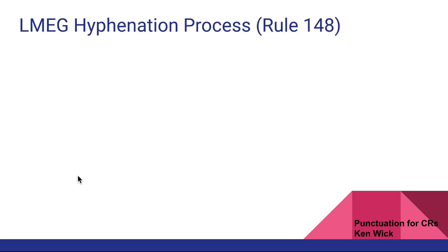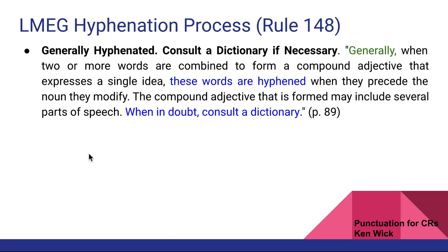So what about the LMEG? The compound adjective rule is rule number 148. The basic summary is that everything is generally hyphenated. Consult the dictionary if necessary. It says generally, when 2 or more words are combined to form a compound adjective that expresses a single idea, those words are hyphenated when they precede the noun they modify. The compound adjective that is formed may include several parts of speech. When in doubt, consult a dictionary.